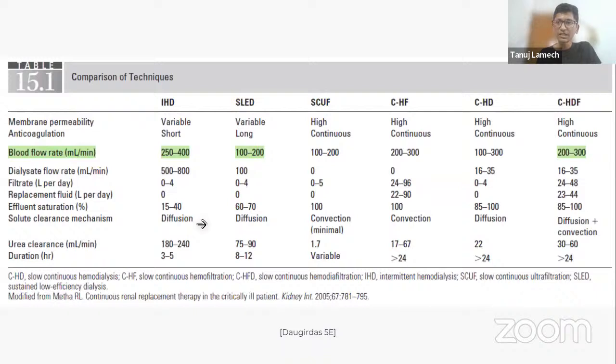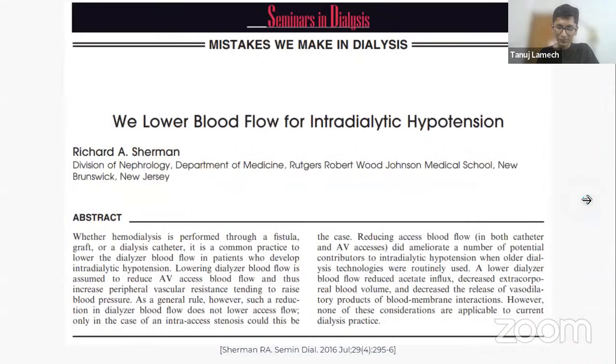Again, Daugirdas tells us how much we should keep the blood flow rate. For intermittent hemodialysis, please note, he says 250 is the minimum blood flow rate. He says go all the way up to 400. In different places in Daugirdas, they say people dialyzing at 350 ml per minute. These are very high blood flow rates, but this should be considered the norm. In fact, even in CRRT, look at the blood flow rate which he's suggesting, 200 to 300. A lot of us sometimes dialyze at 100, 150. He actually says you can go 200, 300, and I've done that also. People do tolerate it well.